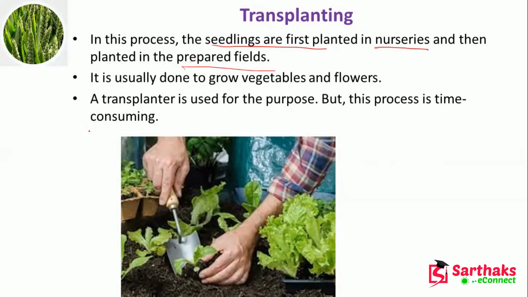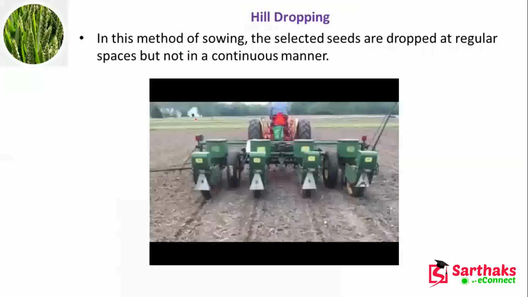After that, we are just transplanting these saplings to the particular field. This is usually done to grow vegetables and flowers also. The transplanter is used for this purpose, but this is time consuming. One by one I have to take out and one by one I have to put it. So this is a time taking method.